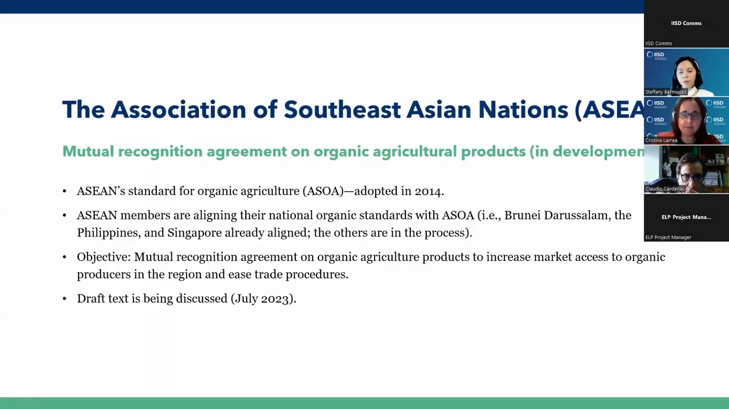So the objective of this agreement is for products that meet the national organic standards to be recognized in the regional market too. Currently, the draft text of the agreement has been discussed and is expected to be finalized next year for signing. So this benchmarking will open and dynamize the organic market within the region, but it also looks to reduce some barriers to trade.